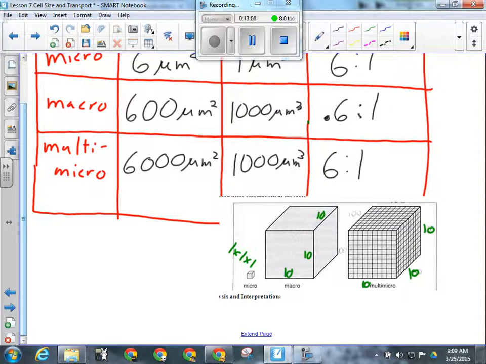All right, that was actually 5 marks of your lab report. You're welcome.